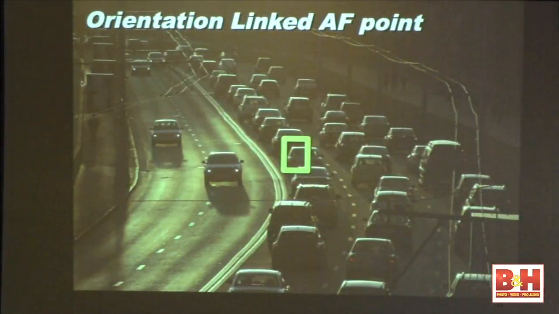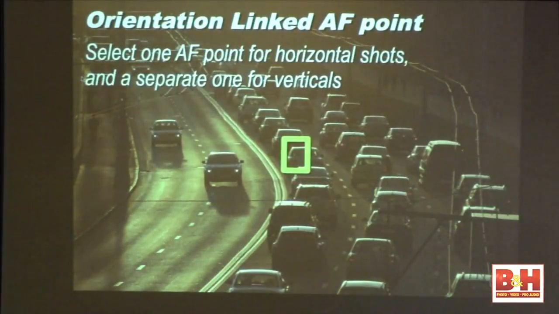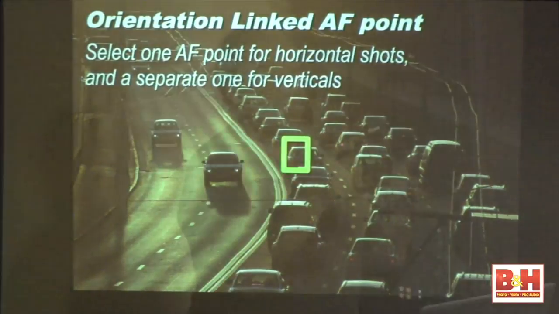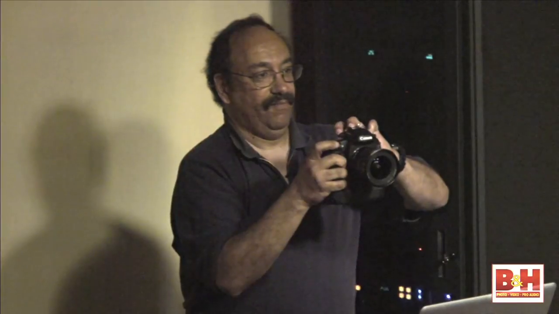We're talking about custom functions that are unique to the 7D and the 1D series. This is one of my favorites. If you own one of these cameras and you have not experienced this, you need to. This is orientation linked AF points. And what this means is that you can select a focusing point for your horizontal shots. You can select a different focusing point for your vertical shots. And when you turn the camera from horizontal to vertical, the camera will instantly change the focusing point for you. When you turn it back to horizontal, it'll change the focusing point back to where you had it.